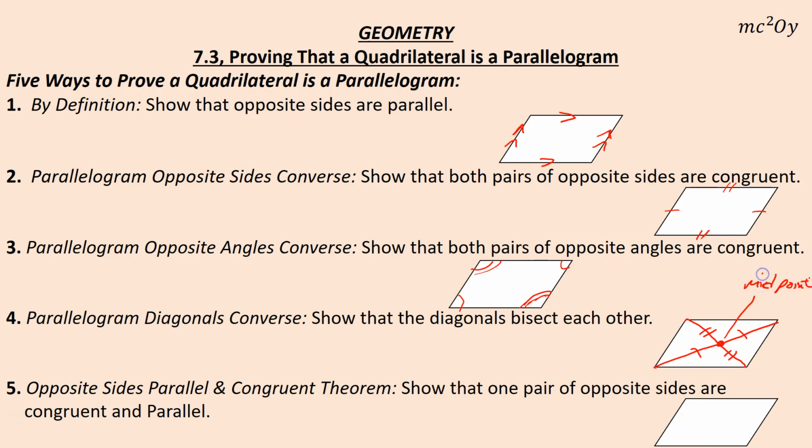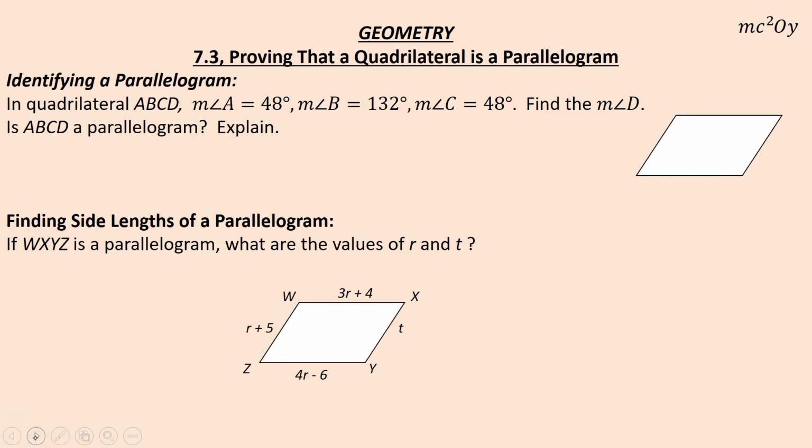Just a quick note for us. Okay, and then the opposite sides parallel and congruent theorem shows that one pair of opposite sides are both parallel and congruent. It has to be the same set of sides that are parallel and congruent. Okay, so using those, we can use those properties to start identifying parallelograms and to actually find lengths and angle measures of parallelograms.